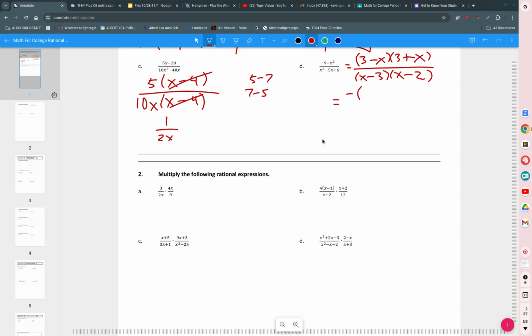And I just factored out the negative from the 3 minus x. So when you take a negative out, instead of a negative x, it becomes positive x. And instead of a positive 3, it becomes minus 3. Now that I factored out the negative, I can see that these two are the same. They reduce to 1. And I'm left with a negative quantity 3 plus x in the top. In the bottom, I'm left with x minus 2.